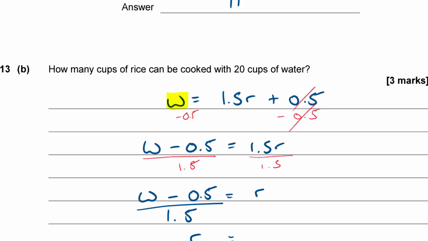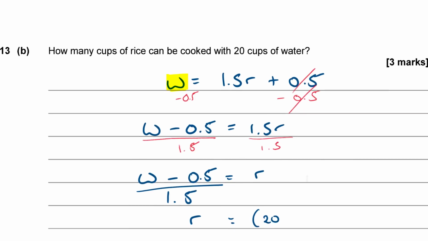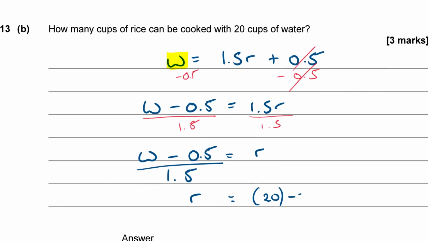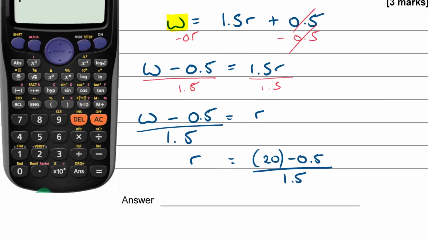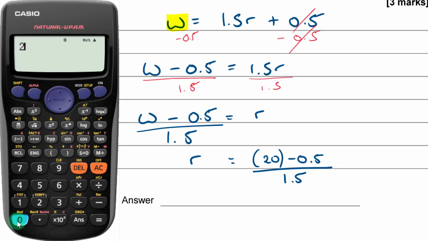in for W. So we're told that W is 20. Let's just write a 2 properly there. 20 minus 0.5 divided by 1.5. Okay, going to tap that into the calculator now then. So calculator, what is 20 minus 0.5 all divided by 1.5? That's 13.